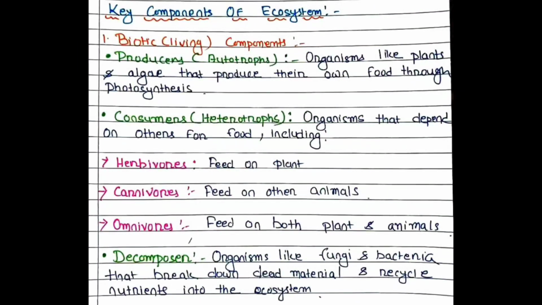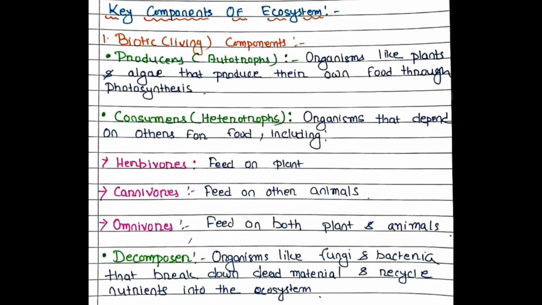Then comes the key components of ecosystem. First comes the biotic component, also known as living component. The biotic components include the components which have life. It is again divided into three parts. First comes the producers, also known as autotrophs, the organisms like plants or algae that can produce their own food through photosynthesis with the help of sunlight.